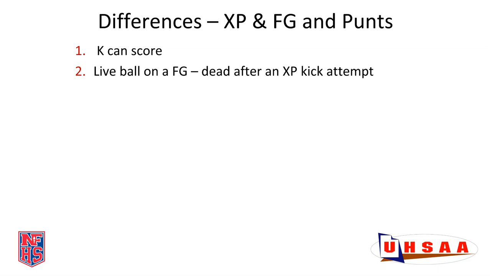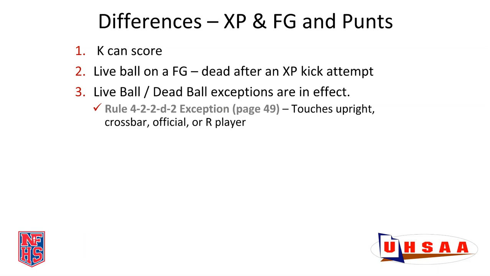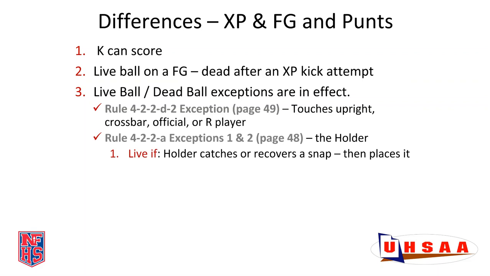Live ball and dead ball exceptions are in effect on these plays, and in the case of the ball itself, if the ball touches the upright, the crossbar, an official, or an R player, the ball remains live on these plays. Also, there are exceptions where the ball remains live for the holder. For example, if the holder catches or recovers the snap and then places it while his knee is on the ground, the ball remains live.